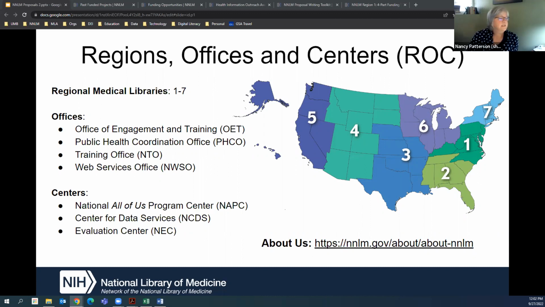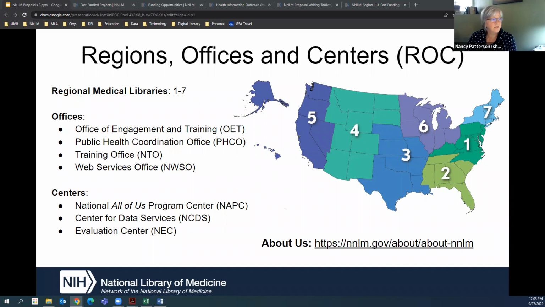NNLM also has offices and centers. So the offices, 2 of them are really more sort of internal for supporting the NNLM regions. So the Office of Engagement and Training is housed at the National Library of Medicine, and they basically oversee our program. They oversee a lot of other things too. The Web Services offices, that we fondly call NUSO, they are our tech support. So neither of those is particularly useful for you, but the Public Health Coordination Office and the Training Office both have resources that you may find quite useful, depending on what your focus is.